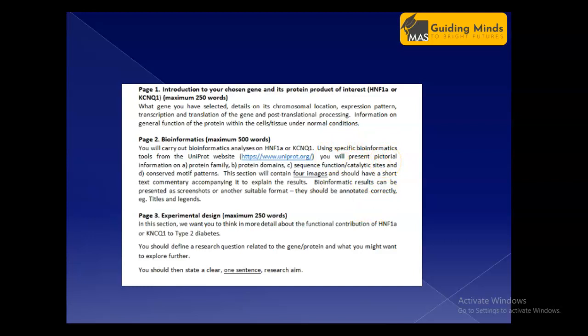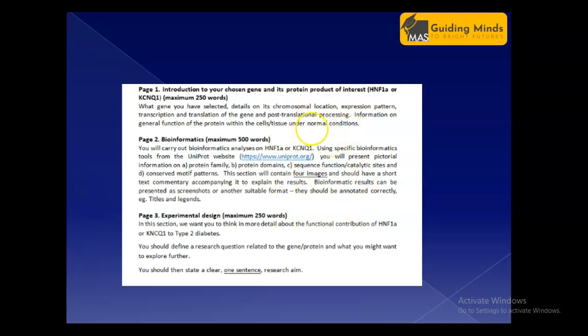UniProt software is a bioinformatics software that is present online that can be accessed with the help of this link. It is going to present the pictorial information of a protein, its motifs, sequence functioning, catalytic site, and where the mutations have been taking place. So, as the question demands, we have to present the 4 images, that is A, B, C, D, that will help us to understand what the gene is about, its protein family, its domains, what the catalytic site is, and what the motifs are that are present in this particular gene. And we have to present in the form of screenshot.